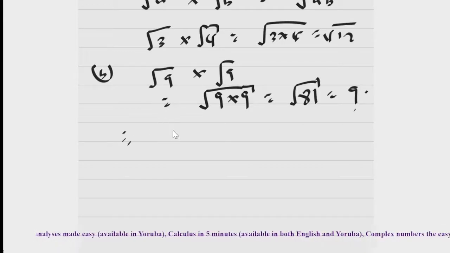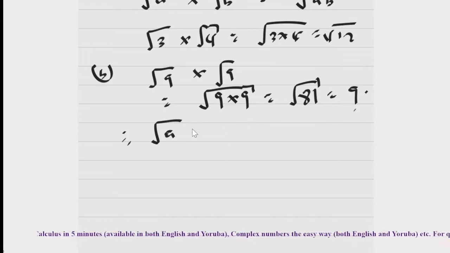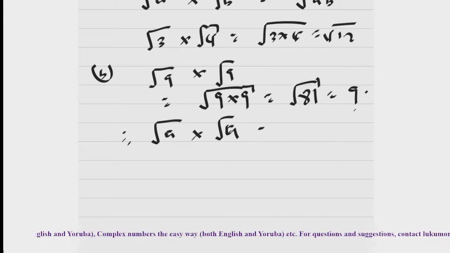In essence, square root of A multiplied by square root of A is the same thing as A.